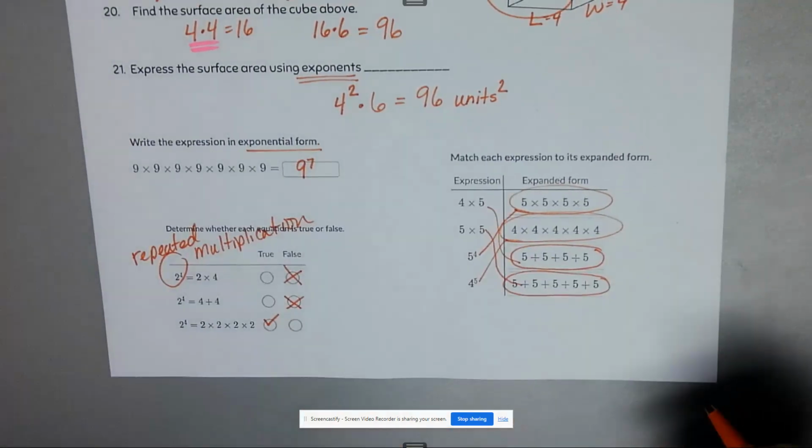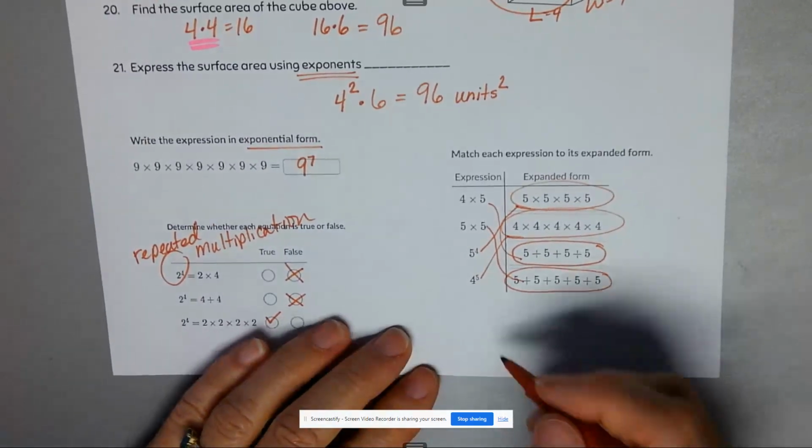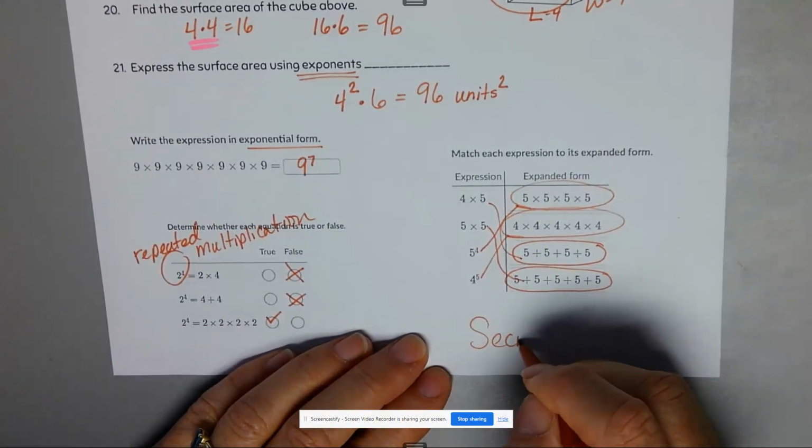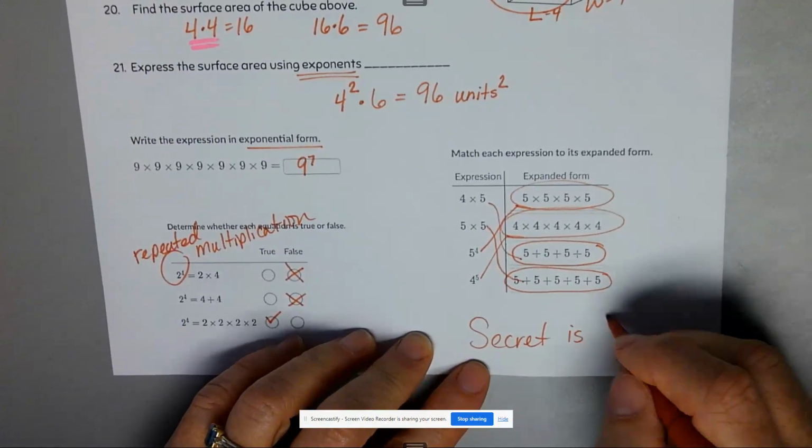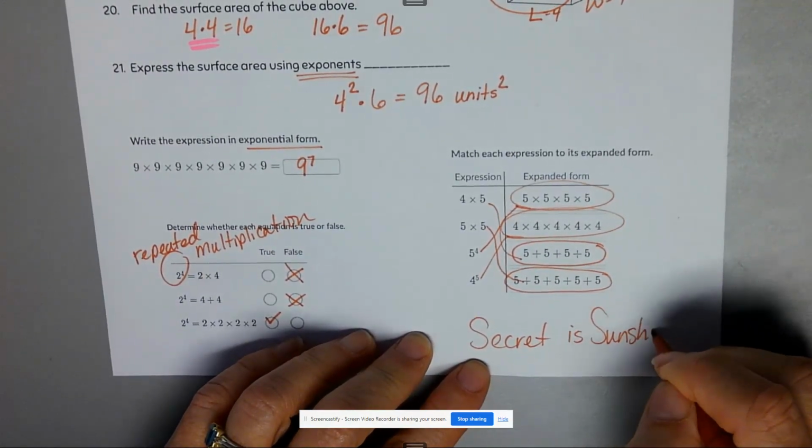All right, when you are finished, go up to your teacher, tell them the secret word is sunshine, and you will get a candy.